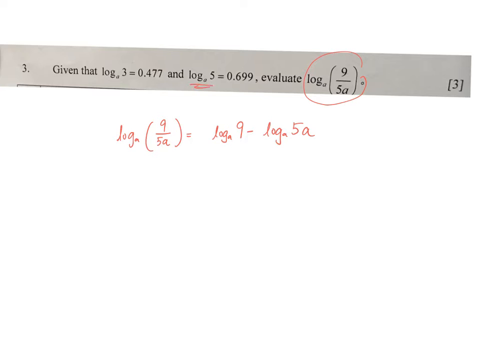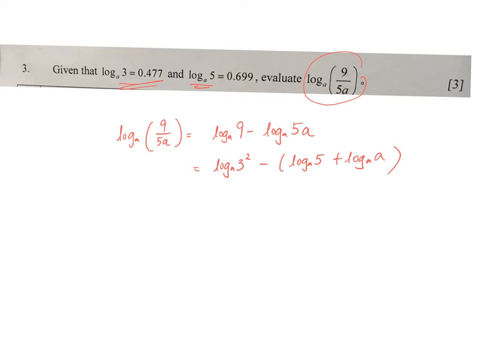Alright, so the thing is I have all these, but I may not be able to do what I want yet. I know that I have log_a 3. Given this 9, by now you should be familiar that 9 can easily be associated to 3, so it's 3 to the power 2. And log_a 5a, I can see this as log_a 5 plus log_a a, because I'm using the product law.